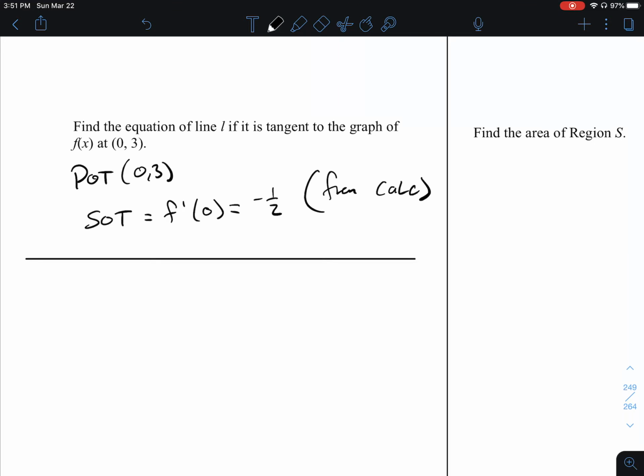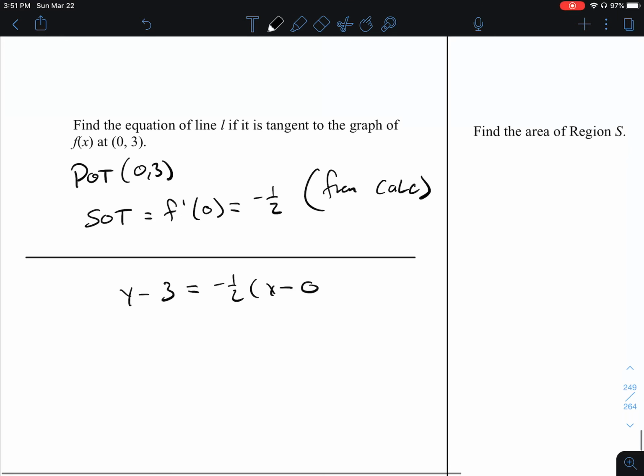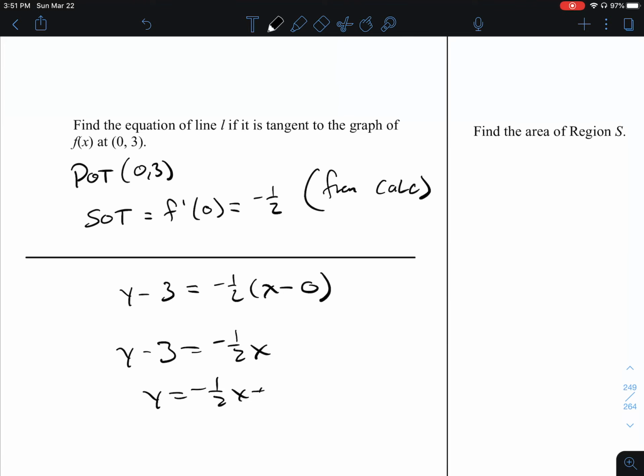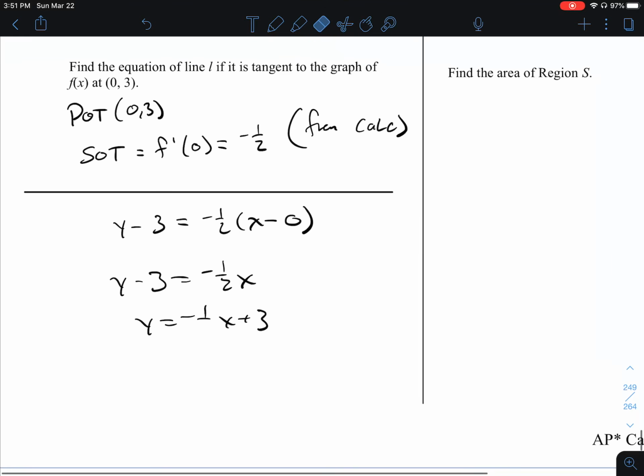Once you have a point of tangency and a slope of tangency, then we're going to use point-slope form. That's y minus 3 equals the slope times the difference of x and 0. We usually leave it in this form. We're going to be using this to find other stuff, so we would want to get y by itself. If I distribute the negative 1/2, and then if I add 3, we're going to get that y equals negative 1/2 x plus 3.